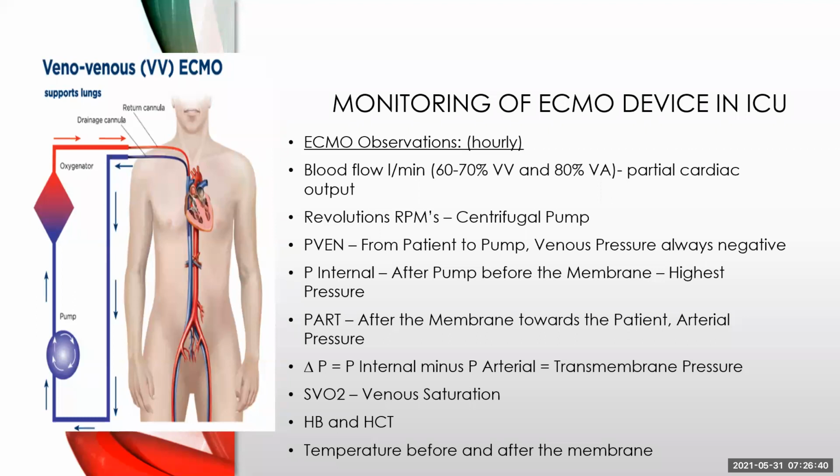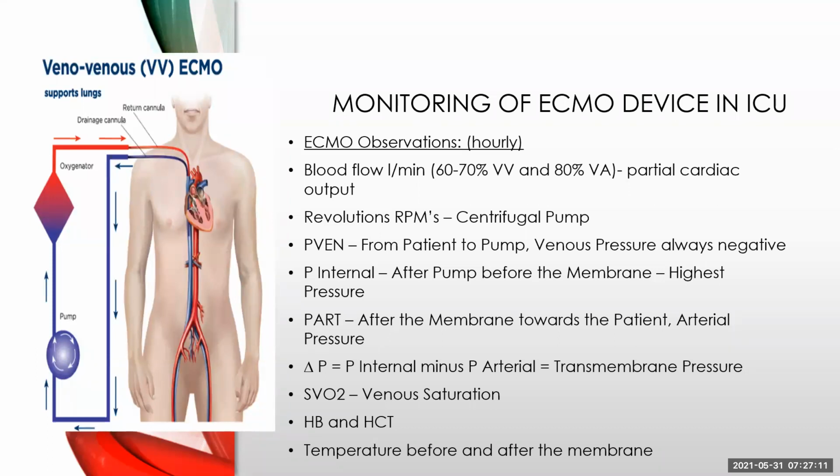Then the temperature is also one of the things that you'll see on your ECMO device. So the temperature that you'll read there is the temperature before the membrane and the temperature after the membrane. So it's not really the core temperature of the patient. So if that's very low, then you can actually suspect that your patient's core temperature is even lower. So it's important that you correlate between the machine and the patient's temperature to know where you are at.